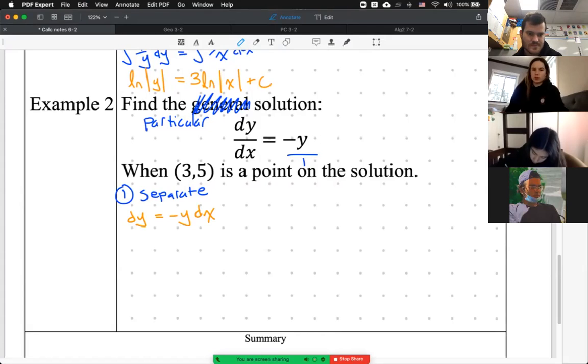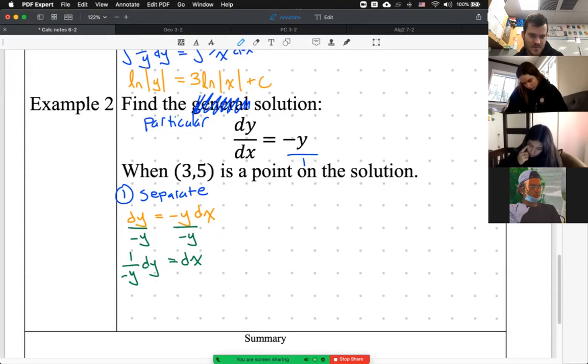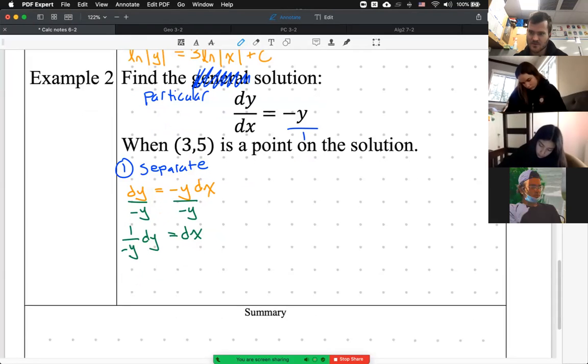And then you divide by negative y. So our final equation, Fiona, is 1 over negative y dy equals dx. There it is. Fiona has done all the separating. You can clearly see all the y's are on one side, all the x's are on the other. Perfect. I'm running out of room. Let's move to the right. Step number 2. Chris, you're going to do this one for us.